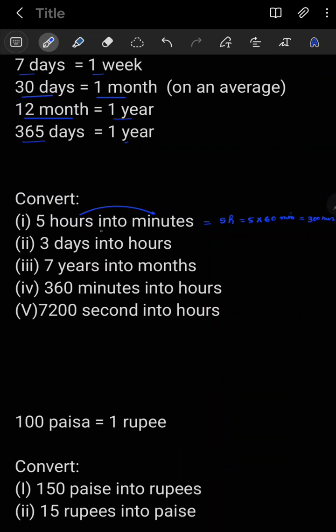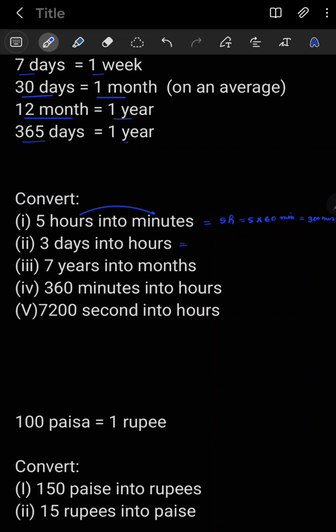Okay, so if you convert a big unit to a small unit, you have to multiply, and we know that 60 minutes is equal to 1 hour. So in 5 hours, how many minutes? There are 300 minutes in 5 hours. Okay, so 5 hours equals 300 minutes.